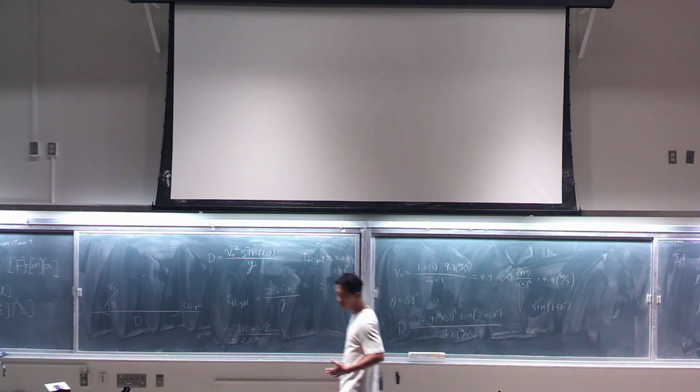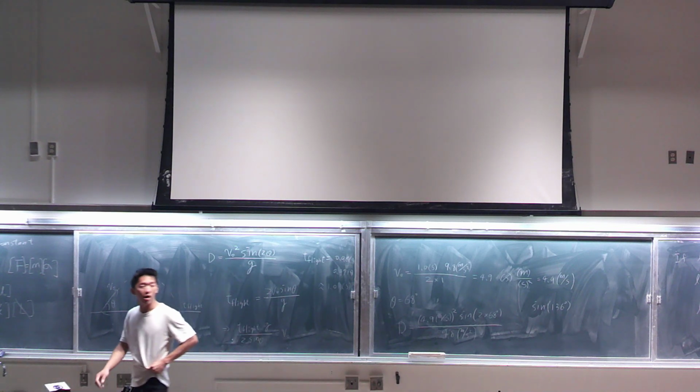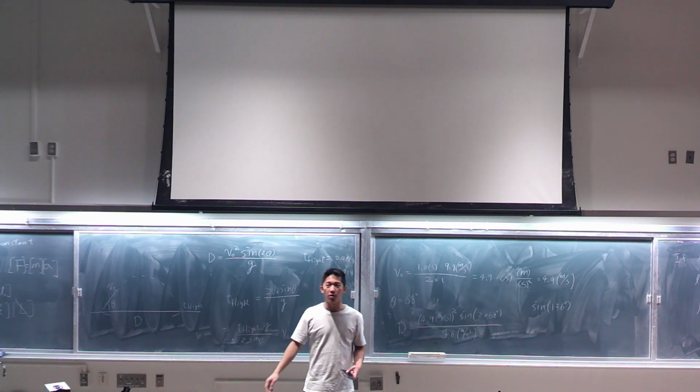Anyone have a calculator? If not, I can use my cell phone, it's fine. So you need to bring a calculator for your midterm because you need to plug in numbers. Yeah, Olivia? I'm wondering why you squared the 4.9. Because it's v squared. Oh, okay. You need to follow the formula. Okay.